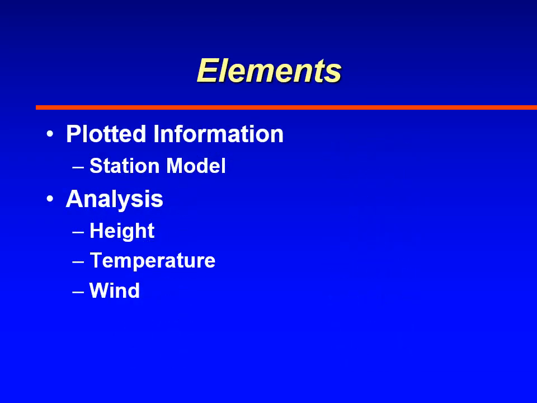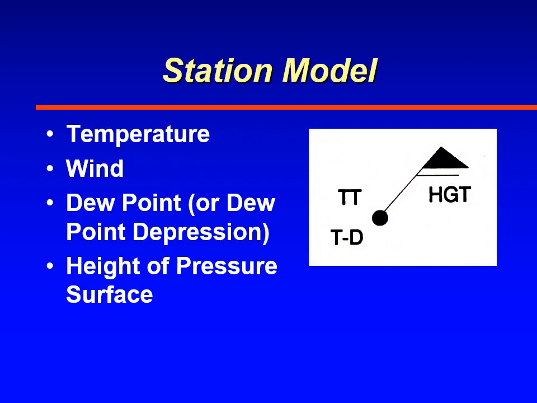So the information that's put on these charts is either plotted information or an analysis. Remember, these are all observations. The station model on upper air charts is very similar to the station model on surface charts. There's less information. And then also, whenever we make observations of the upper atmosphere, we do that with respect to the metric system. So temperature and dew point would be in Celsius.